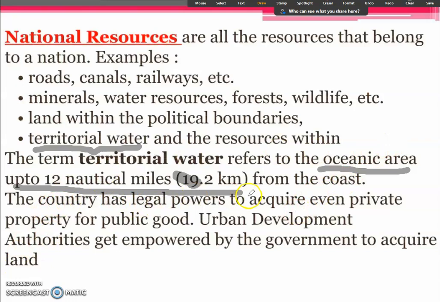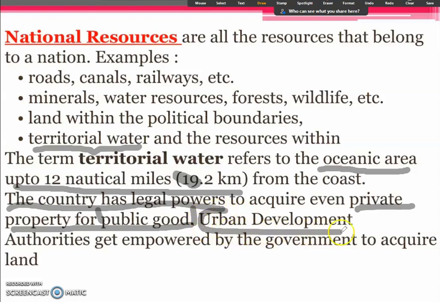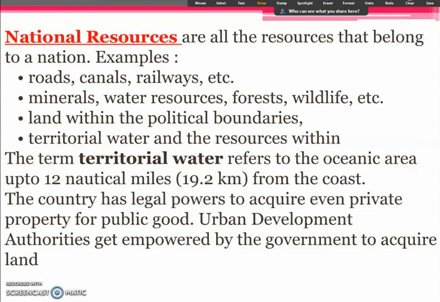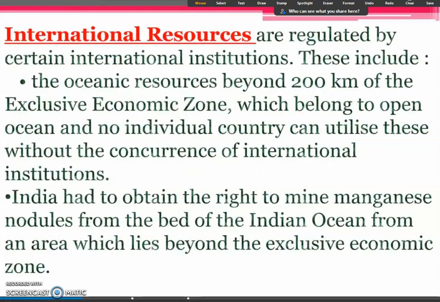The country has legal powers to acquire even private property for the public good. So this is a highlighted point. One mark-up question comes here: which authorities get empowered by the government to acquire land? What you need to answer is urban development authorities. Clear? National resources are all the resources that belong to the nation. Now we don't have enough time, so let's go with the international resources.